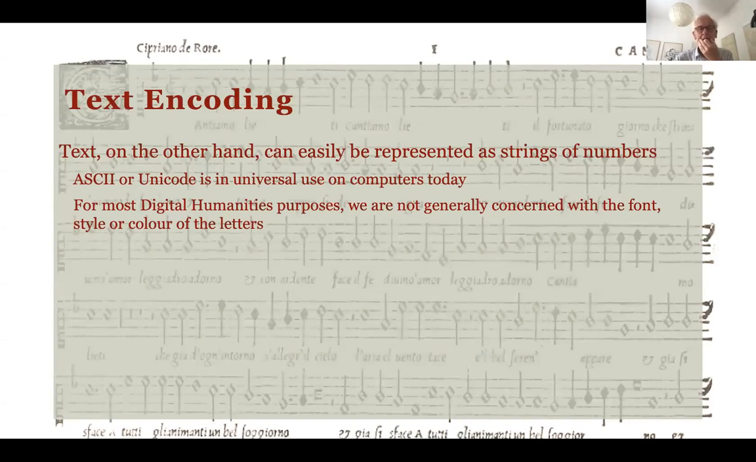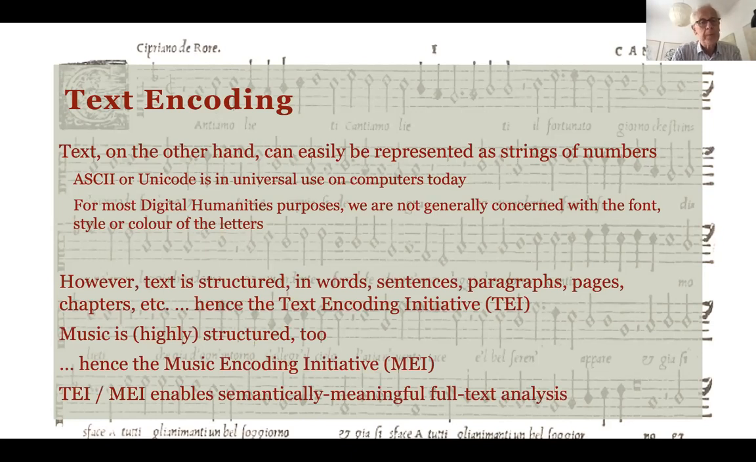Text, as I was saying earlier, can easily be represented as strings, effectively of numbers. The standard method for doing this is called ASCII, now superseded by Unicode, which actually includes ASCII in its definition. For most digital humanities purposes, we're not generally concerned with the font in which a document is written or with the style, that is, whether it's italic. Well, we might be, for semantic reasons, want to recognize italics and bold and capitals and so on, or the color of the letters. Generally, they're not as important as the words, which are considered to contain the semantic content, of course.